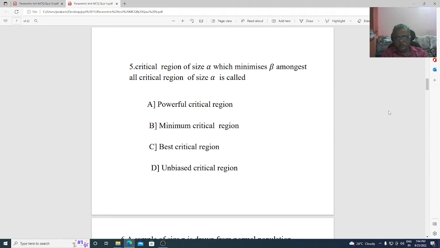Question 5. A critical region of size alpha which minimizes beta amongst all critical regions of size alpha is called option A, powerful critical region, option B, minimum critical region, C, best critical region, D, unbiased critical region. Option C, best critical region.